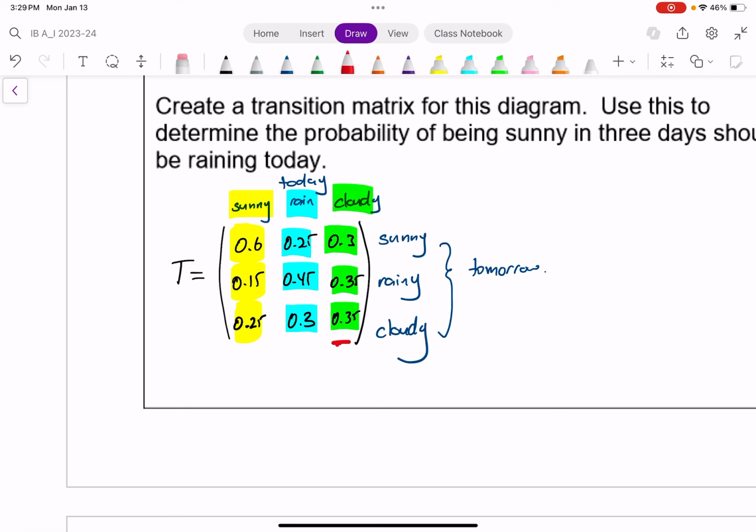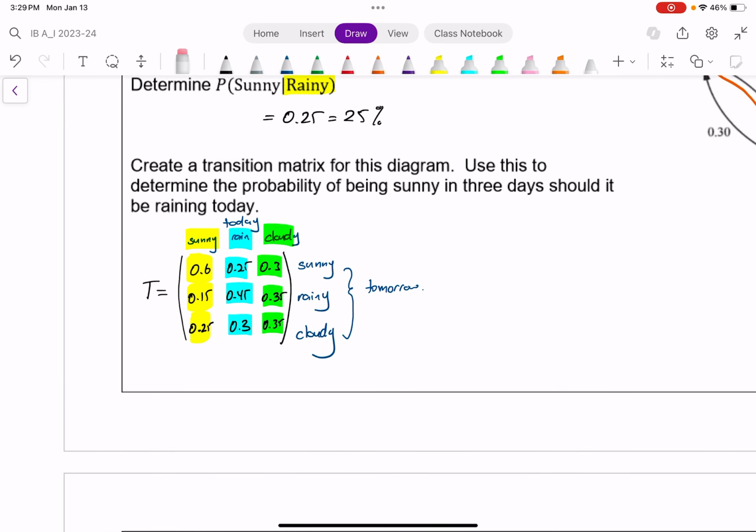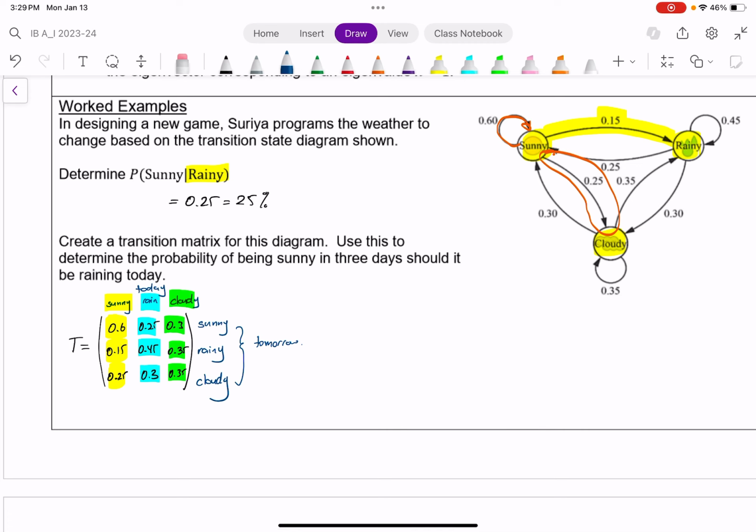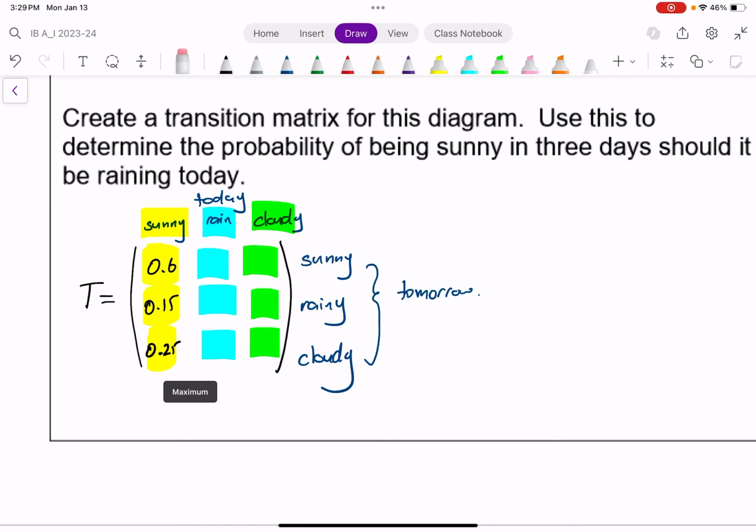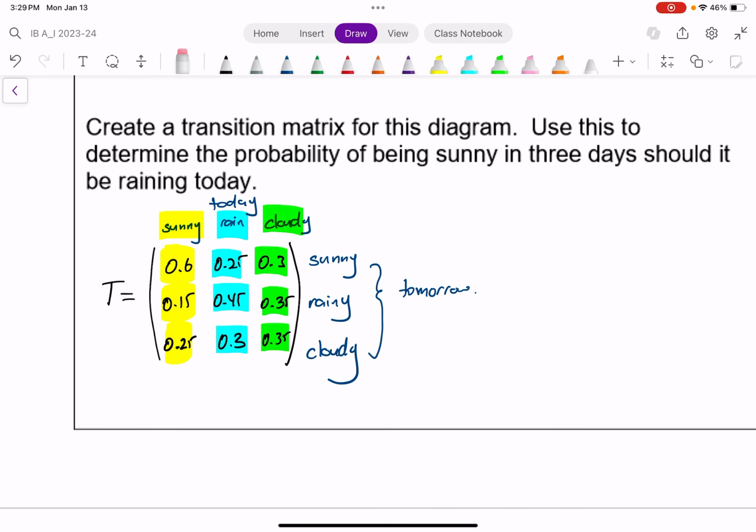Okay, so that's the transition matrix. If we're given this, we should be able to draw something like this diagram, or if we're given a diagram like that, we should be able to go to the matrix. The actual order of sunny, rainy, cloudy is up to me. Just keep in mind the order of the columns should match the order of the rows. By convention, the present state should always be up here, which are the columns, and the rows are the future state.